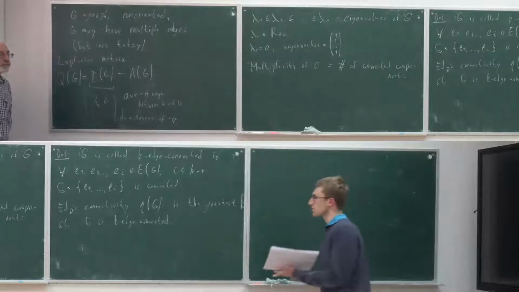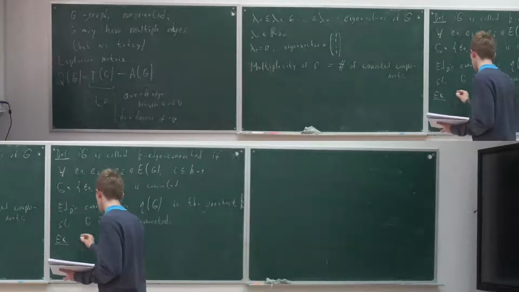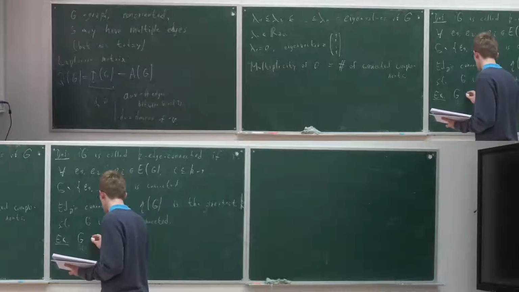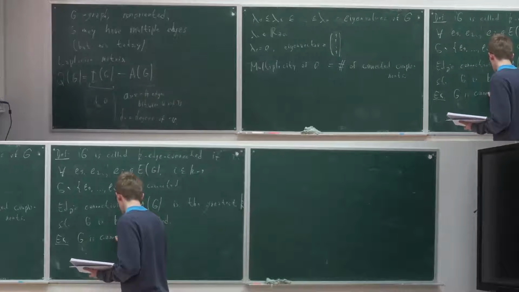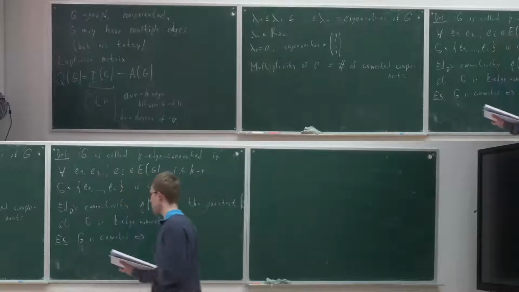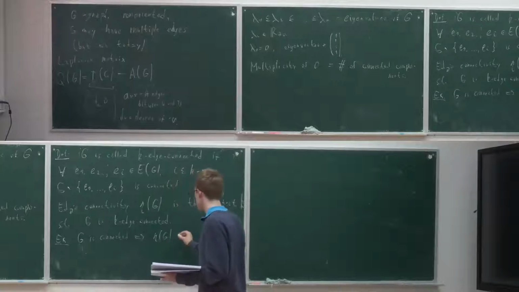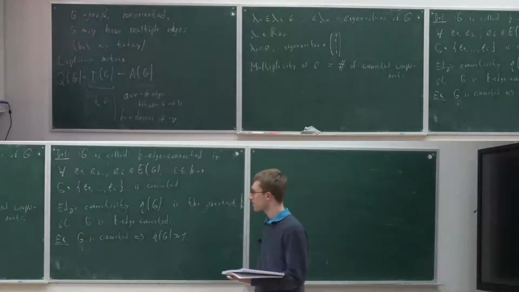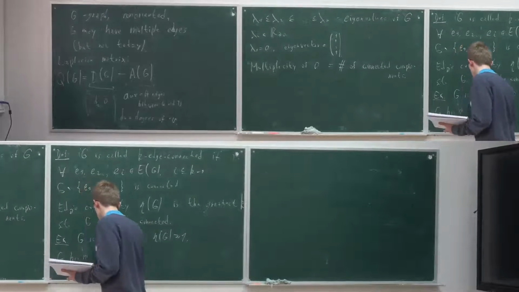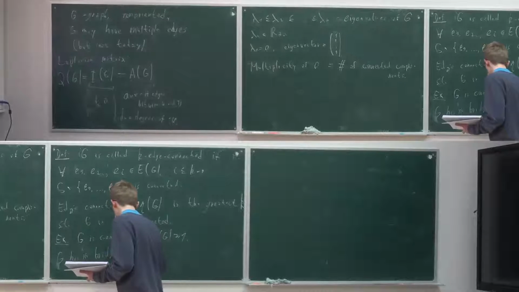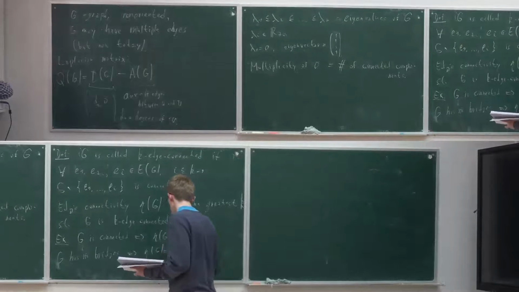For example, if the graph G is connected, then we can say that its edge connectivity is greater than or equal to 1. Moreover, if G has no bridges, then its edge connectivity is greater than or equal to 2.